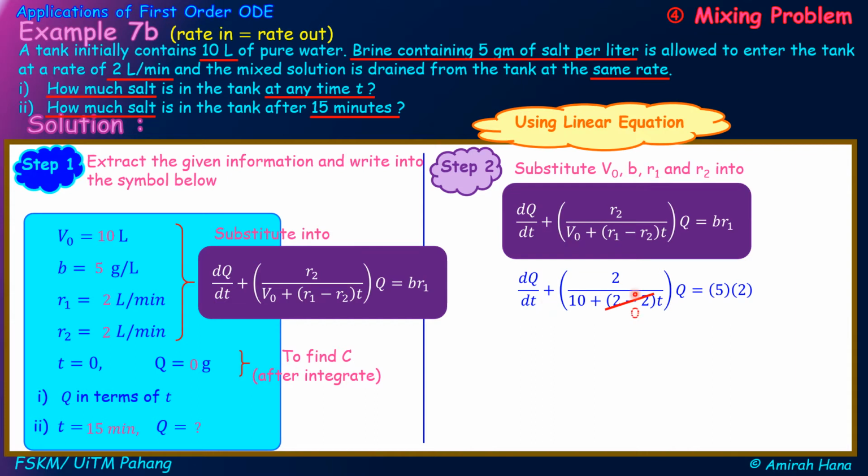After that, we can simplify 2 minus 2 equals 0. So we get dQ over dt plus 2 over 10, and 0 times t equals 0, so we only have 10 in the denominator, times Q equals 10. Then we can write dQ over dt plus 2 over 10, which is 0.2, Q equals 10.